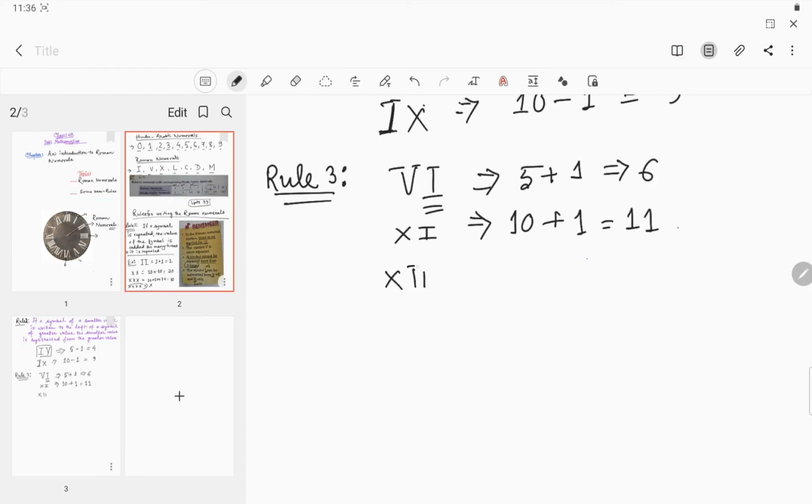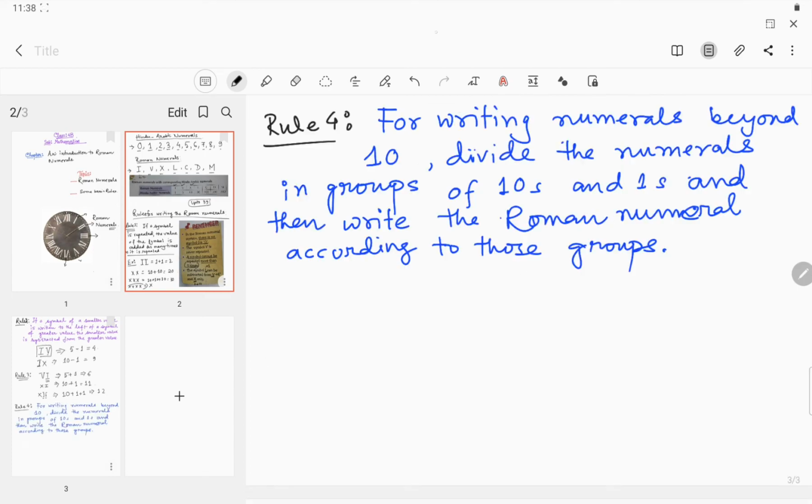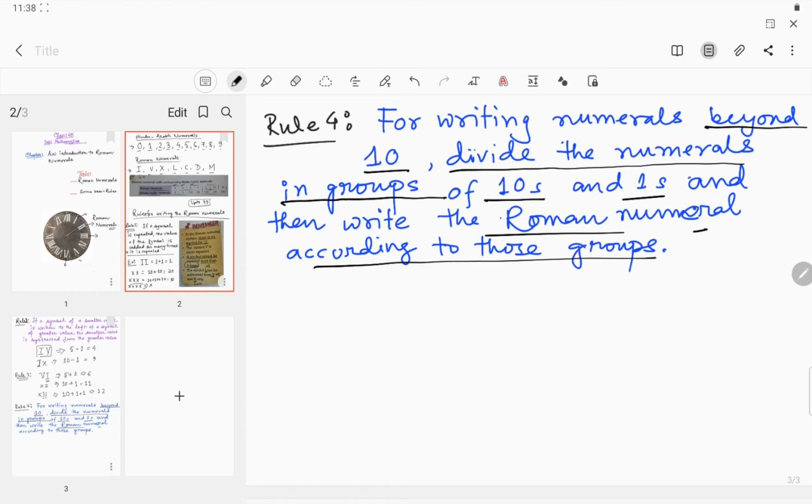If I write X double I, that means 10 plus I repeated 2 times, and as I said for the first rule, this should be 1 plus 1, and it represents 12. So in this way we can write the Roman numerals. Now rule number 4, for writing numerals beyond 10. Divide the numerals in groups of 10s and 1s and then write the Roman numeral according to those groups.